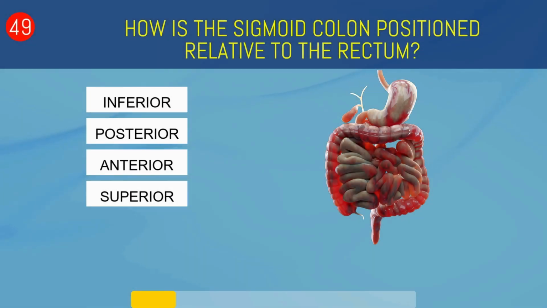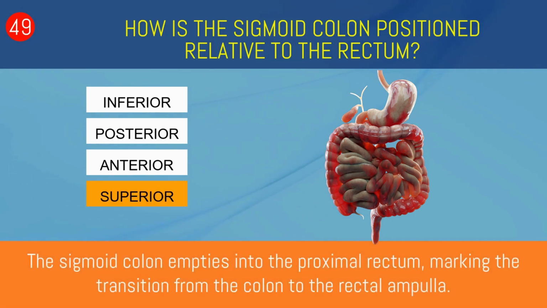How is the sigmoid colon positioned relative to the rectum? Inferior, posterior, anterior, or superior? Superior. The sigmoid colon empties into the proximal rectum, marking the transition from the colon to the rectal ampulla.